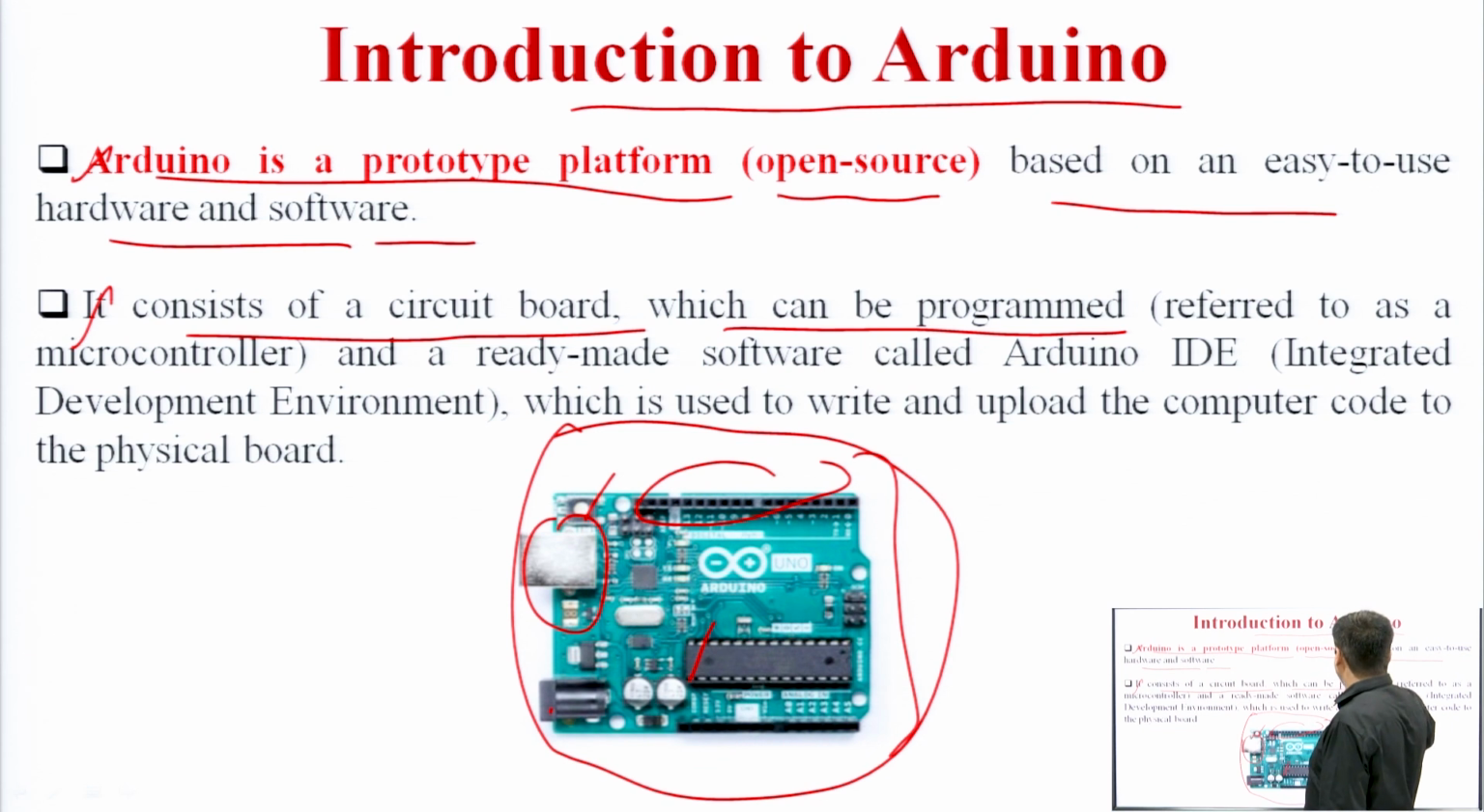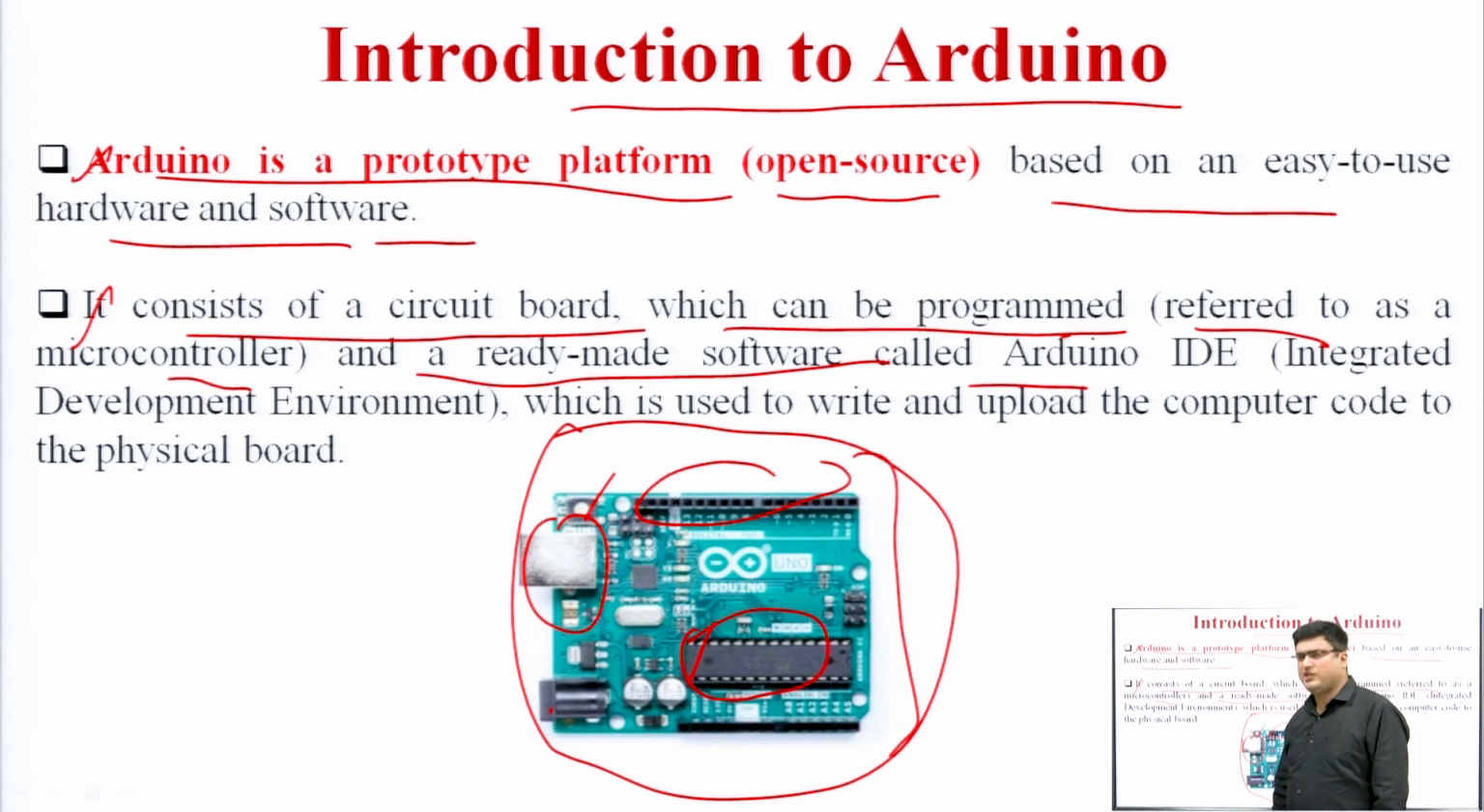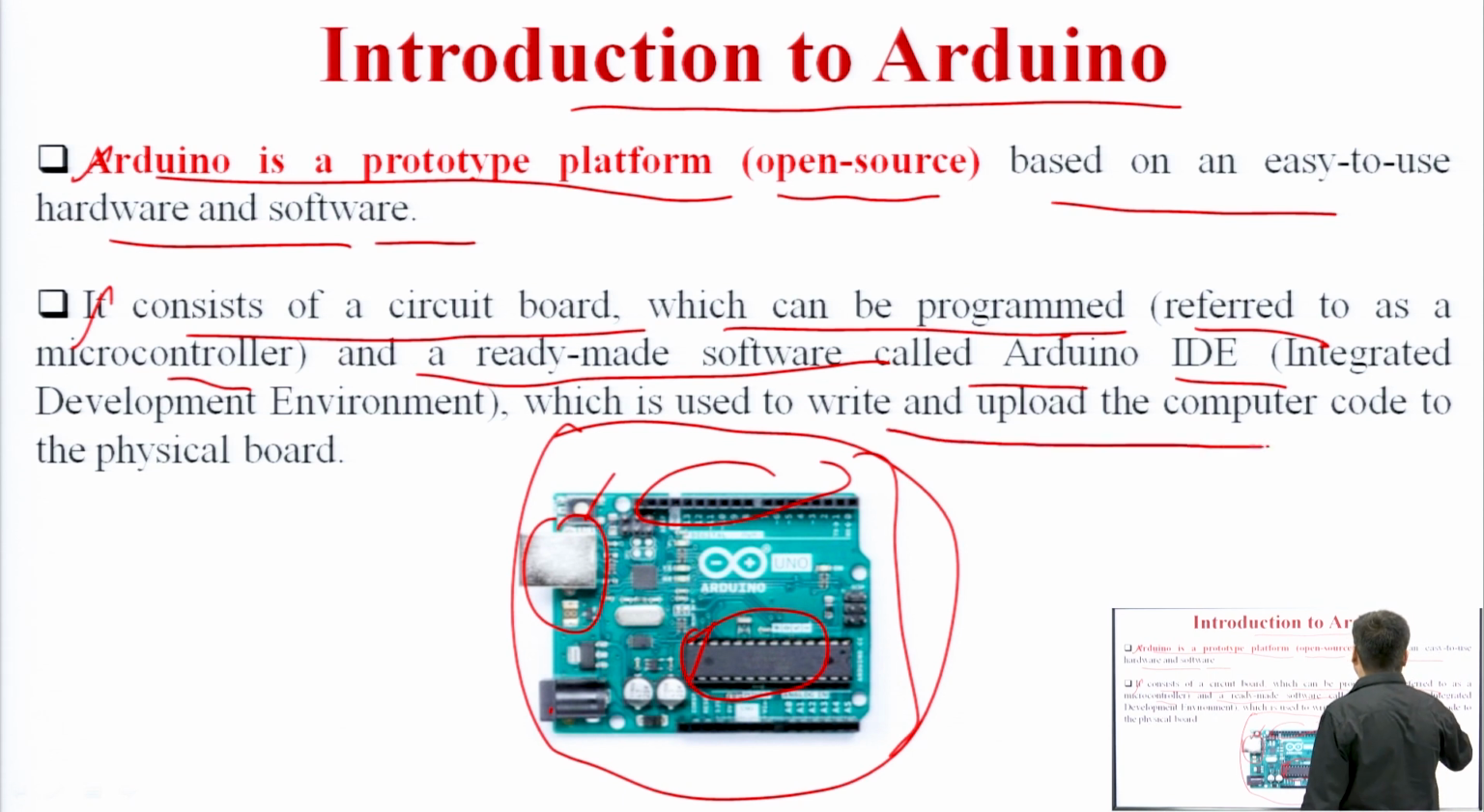Because we are using a processor here, it can be programmed and is referred to as a microcontroller, a system on chip, with a ready-made software called Arduino. Ready-made software means that we need not use C++ or another prototype platform. It has its own ready-made software called Arduino IDE, integrated development environment, which is used to write and upload the computer code to the physical board. So, this is the physical board.